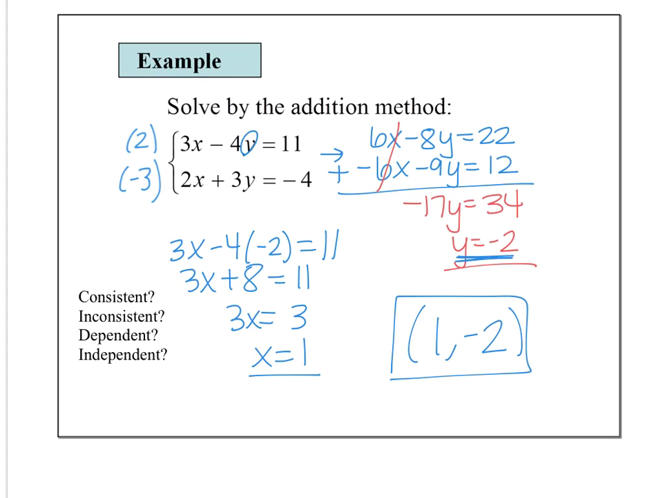Now let's think about it. What do we know? Consistent, inconsistent, dependent, or independent? Consistent and independent.